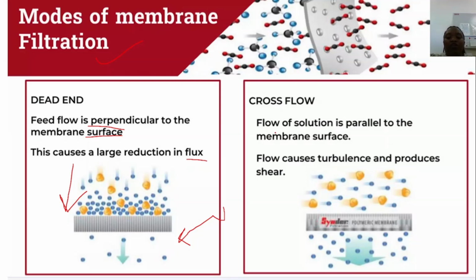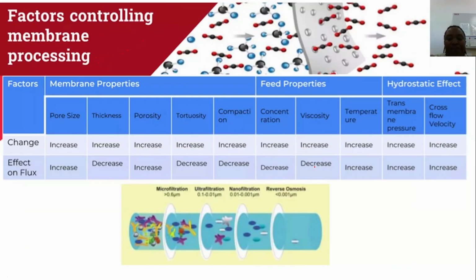But then we have the cross flow, where now we are having a horizontal kind of flow, where the flow of the solution is parallel to the membrane surface. This flow causes turbulence and produces shear against your feed and your membrane, and thus allows for increased flux or passage through the membrane. We have factors controlling membrane processing.